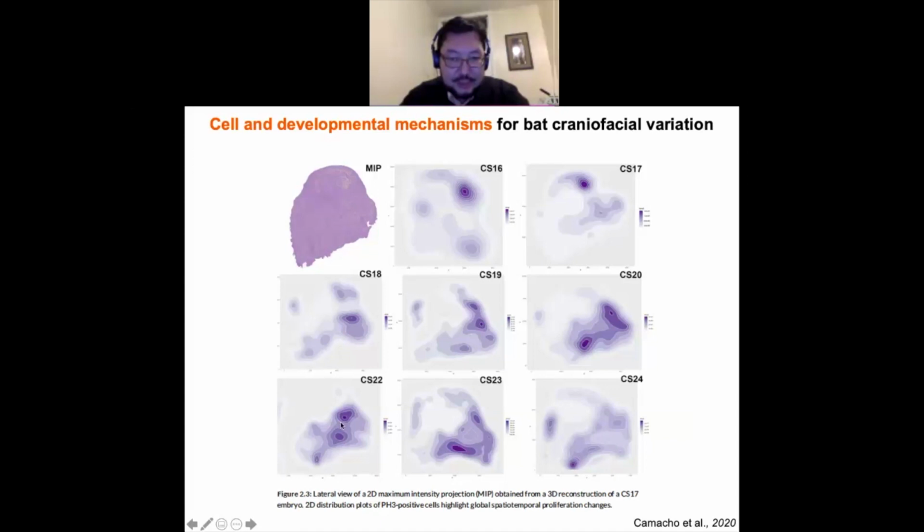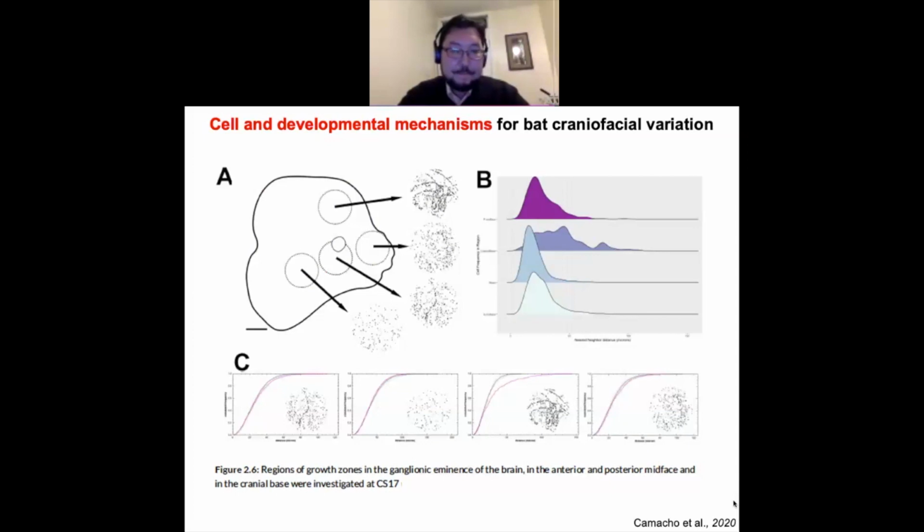But we know that it is these stages which are critical, because at some point organized cell proliferation stops in the face, and the tissues just begin to expand, again in a way that's similar to what we've seen in birds. So we focused on different cell populations inside the developing head, looking at the brain versus the face versus the back of the face.